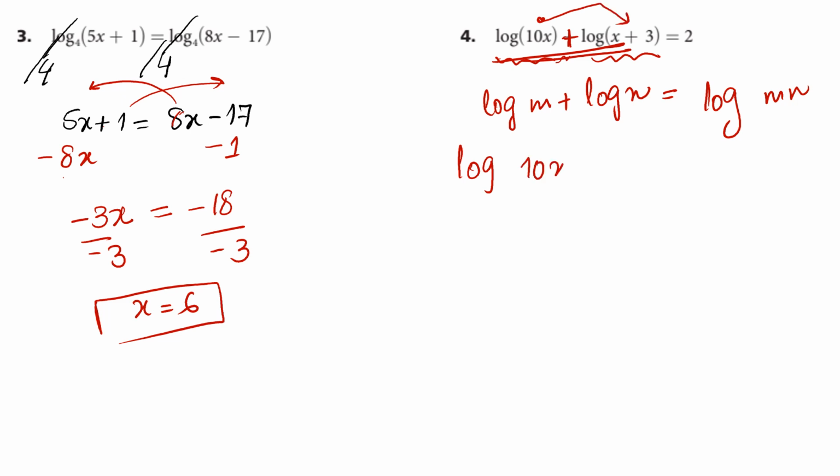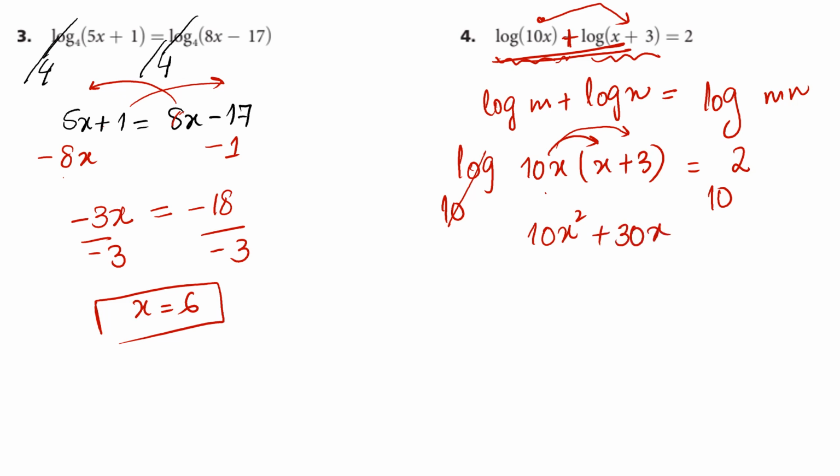So write 10x bracket x plus 3. And the right hand side, write it as it is. Now raise the power of 10 both sides, cancel out, and meanwhile open the brackets using the distributive property. 10x times x gives you 10x square. 10x times 3 gives you 30x equals to 10 square gives you 100.